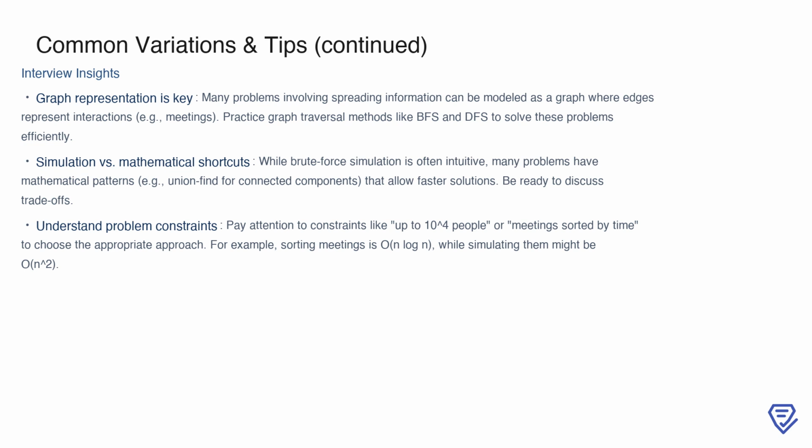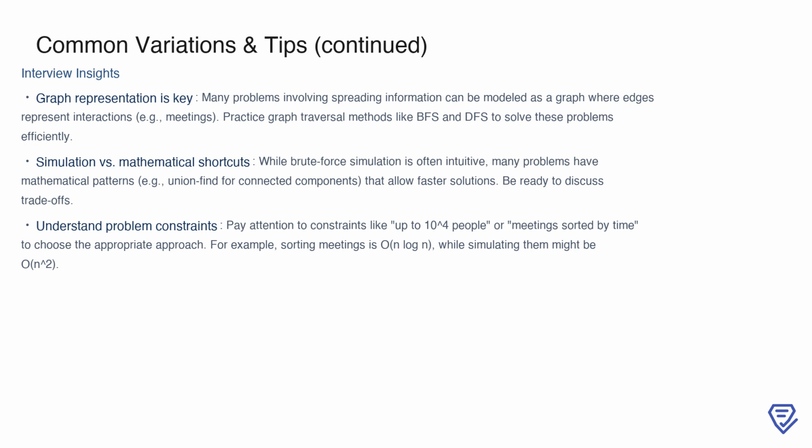Another consideration is whether to use brute force simulation or mathematical shortcuts. Simulation is straightforward and intuitive, but it can become inefficient for larger inputs. For example, Union Find is a powerful tool for efficiently managing connected components, which can often replace brute force. Be prepared to articulate the trade-offs between these approaches in an interview.